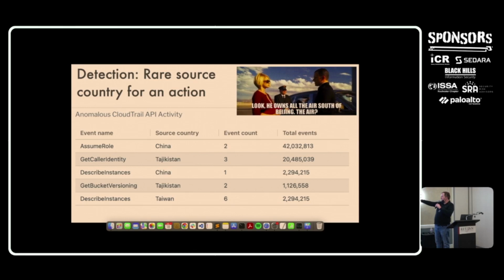And of the 2.2 million describe instance events, only 1 of them came from that country. That was interesting, because in this particular case there wasn't a normal business relationship with that country. There weren't users sitting in that country. So when we dug into it, what we found is, and these are just some more numbers, there were some EC2 operations, there was 1 describe instance action, and there were a couple of others.